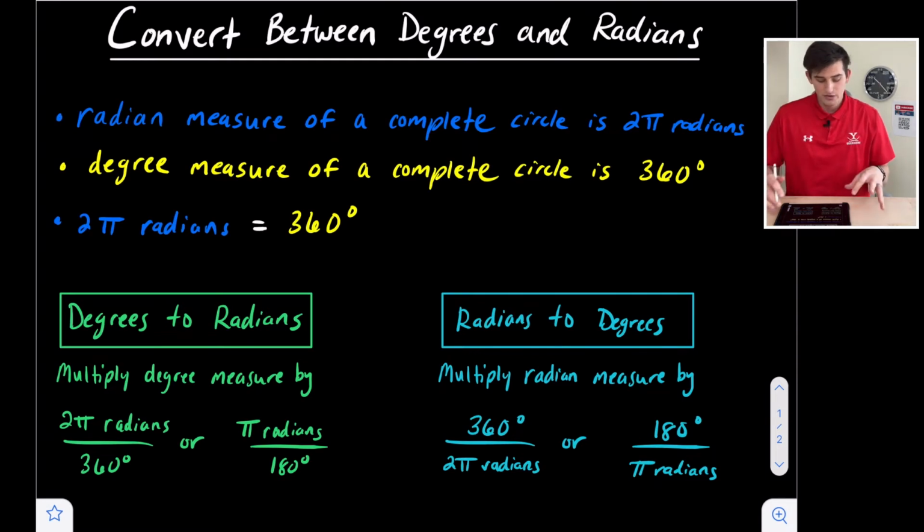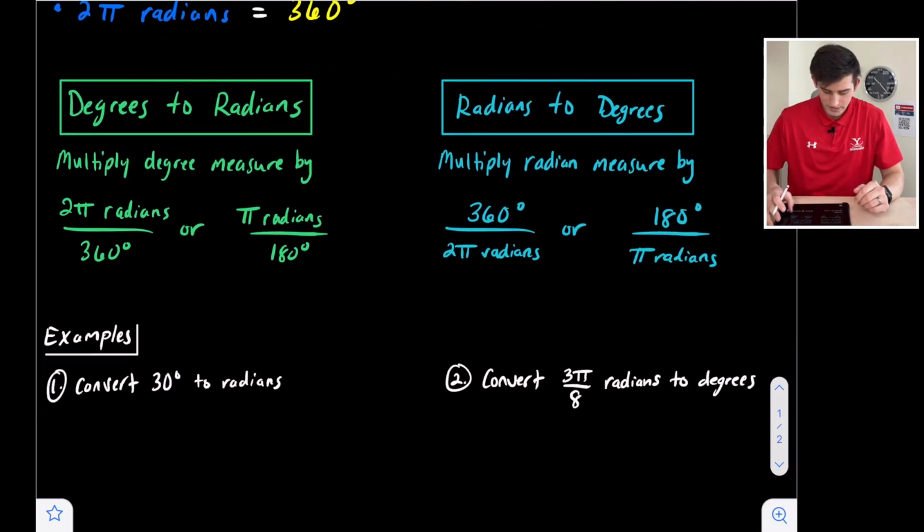So essentially what you want to do, you want to make sure whatever unit you're starting with, so let's say we're starting with degrees, we want degrees on the bottom of our other fraction, right? Because those units are going to cancel each other out. If we're starting with radians, we want radians on the bottom because those are going to cancel out, okay? So let's look at 4 examples.